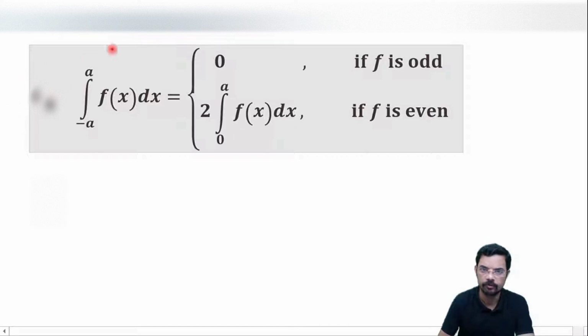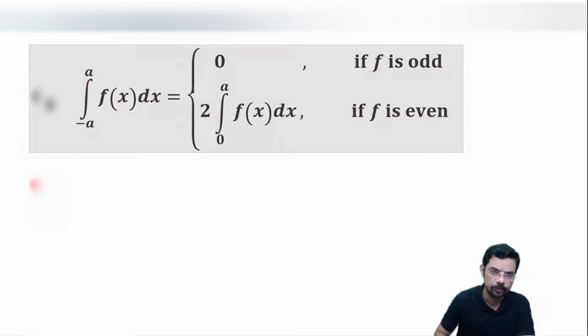Property 6 of definite integrals says that the integral from minus a to a of f of x dx will be equal to 0 if f is an odd function, and it will be equal to twice the integral from 0 to a of f of x dx if it is an even function.